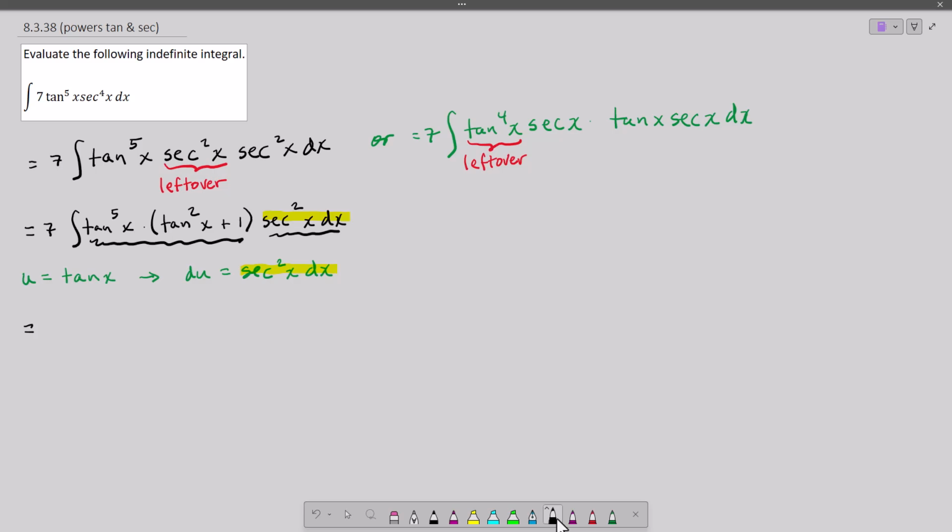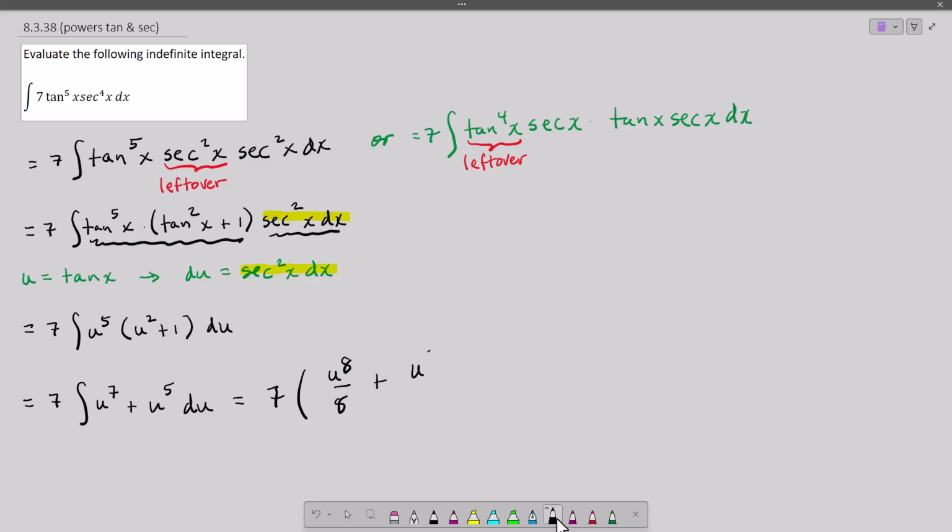So now we have 7 multiplied by u to the 5th, u squared plus 1 du. Very nice u substitution. And if we distribute that u to the 5th, we'll end up with u to the 7 plus u to the 5th du. And we can go ahead and integrate now. We'll get u to the 8 over 8, u to the 6 over 6 using the power rule, plus a constant of integration. And our final step will be to back substitute.